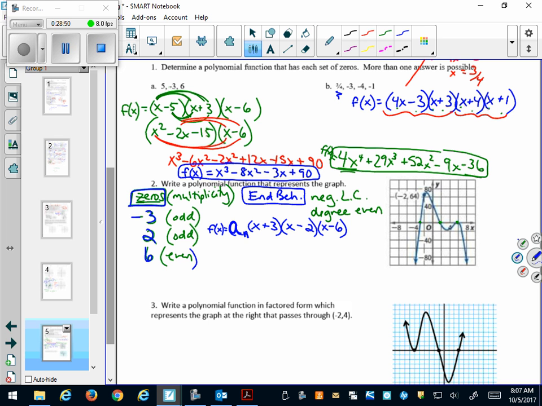Now, based on the multiplicity, right, x plus 3 is odd, so it's okay if we just have it once. X minus 2 is also odd, so it's okay that we just have it once. But this one, x minus 6, is even, so we need to put at least a little squared here, because we need it to happen an even number of times.